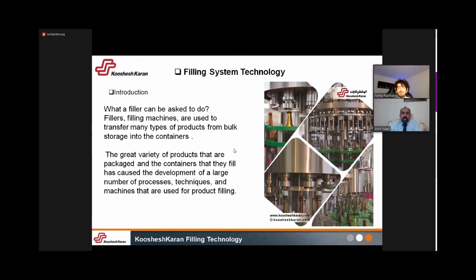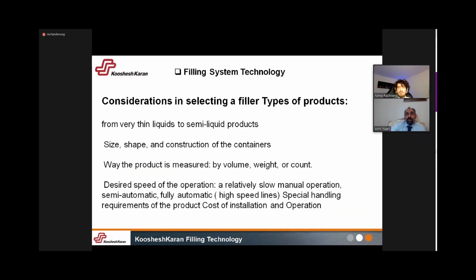that are packed, and the containers that they fill, has caused the development of a large number of processes, techniques, and machines that are used for product filling. Considerations in selecting a filler: types of products, from very thin liquid to semi-liquid products; size, shape, and construction of the container; the way the product is measured, for example, measured by volume, weight, or count.